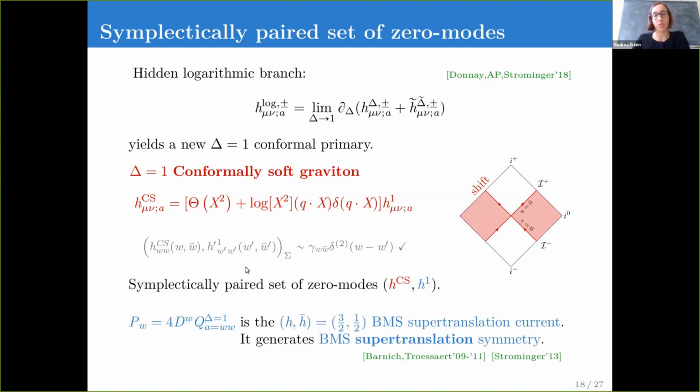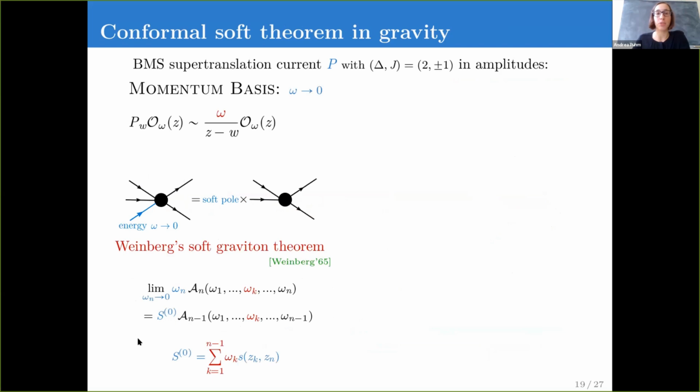Now, starting from this mode operator that I introduced earlier, we can construct a descendant which has conformal weights 3½ and ½. So this is a curious object. And this descendant in the conformally soft limit when delta is taken to 1 turns out to correspond to the BMS supertranslation current. So this is the generator of BMS supertranslation symmetry. Now one can ask what happens when this BMS supertranslation current is inserted into amplitudes.